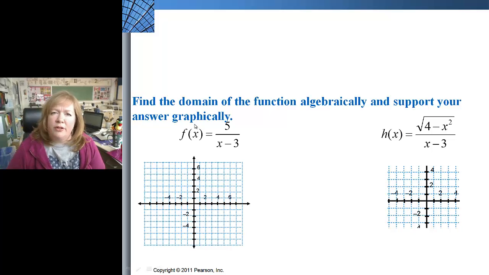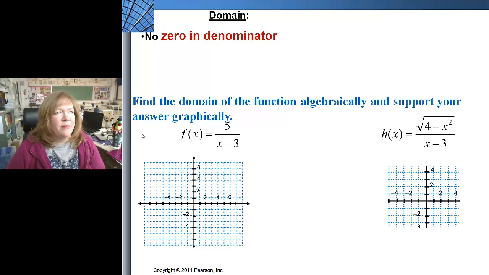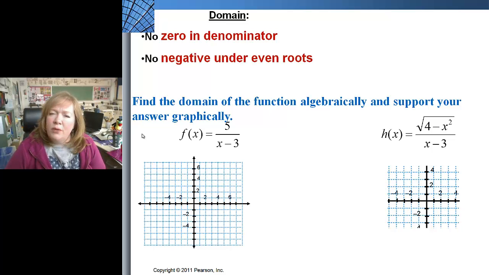The first way we're going to learn is the algebraic way. Just by looking at the equation, what's the domain? Remember, for the domain, you cannot put anything in for x that makes it undefined. So you're going to ask, what makes it undefined? Oh, I'm glad you asked. You can't have a zero in the denominator. That's one of the things I check. No negatives under even roots: no negatives under a square root, a fourth root, a sixth root, and so on.